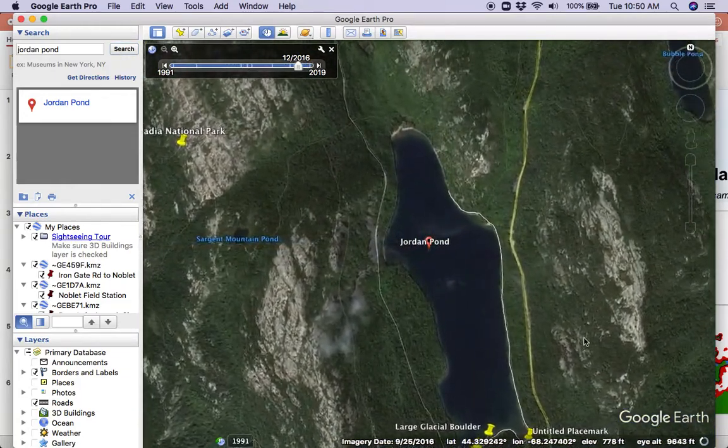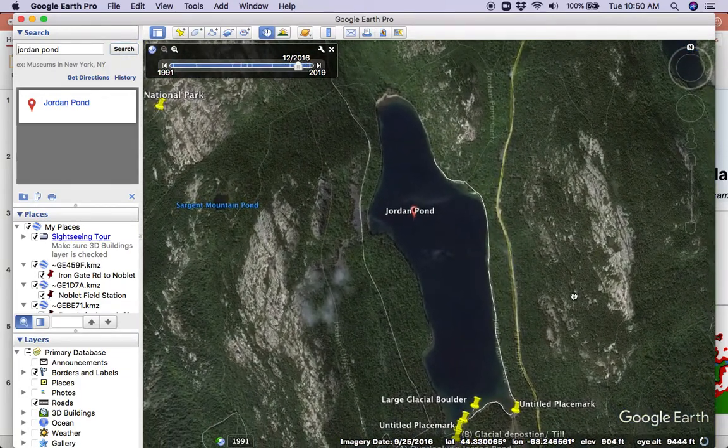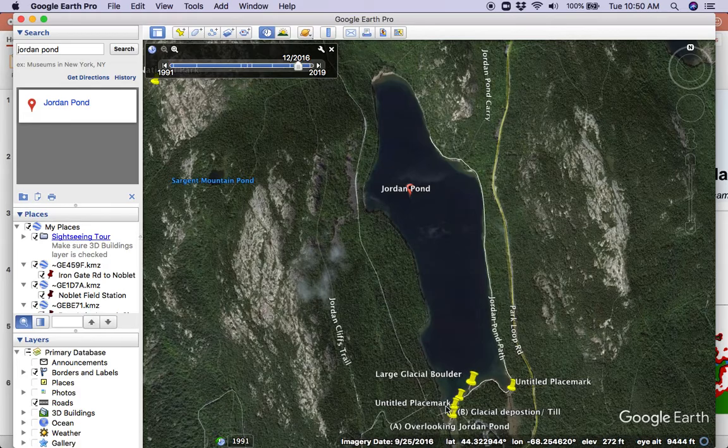This is Jordan Pond, just so you can see an aerial shot of it, the mountains surrounding it, and the types of vegetation. And where we're going to be walking around the pond is going to be around this area here.